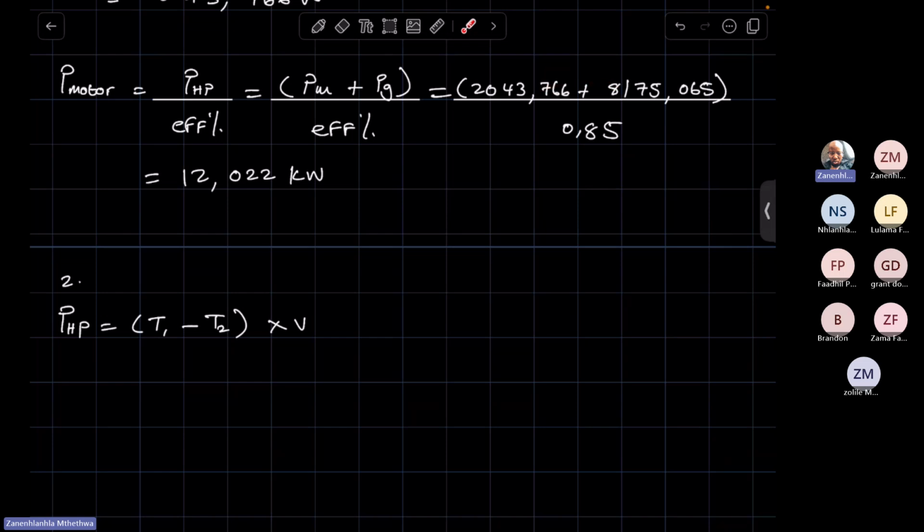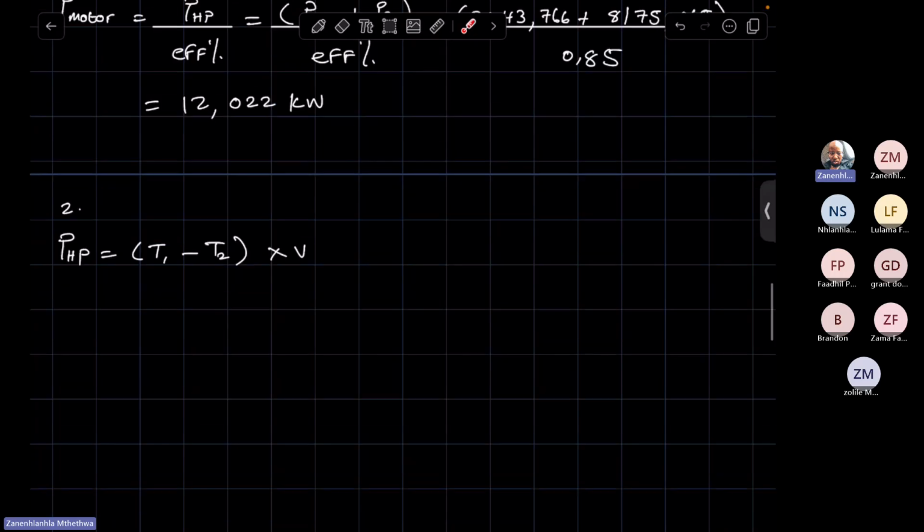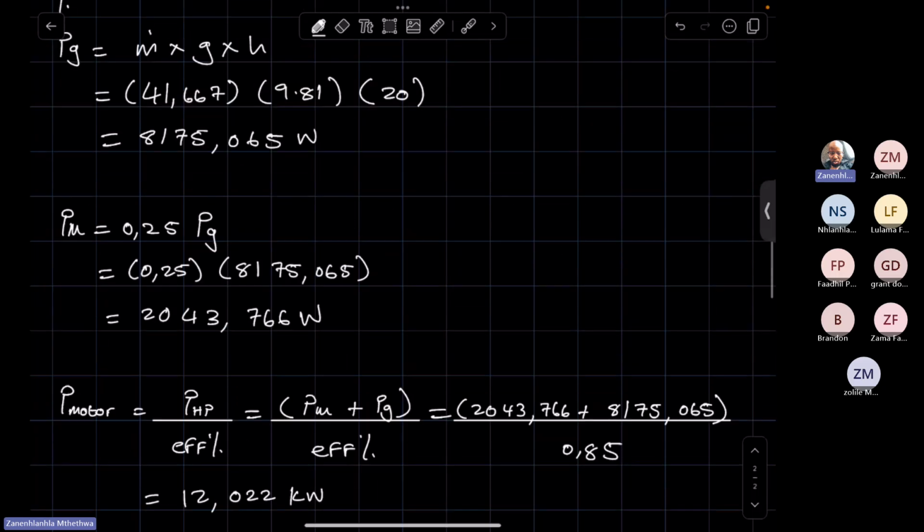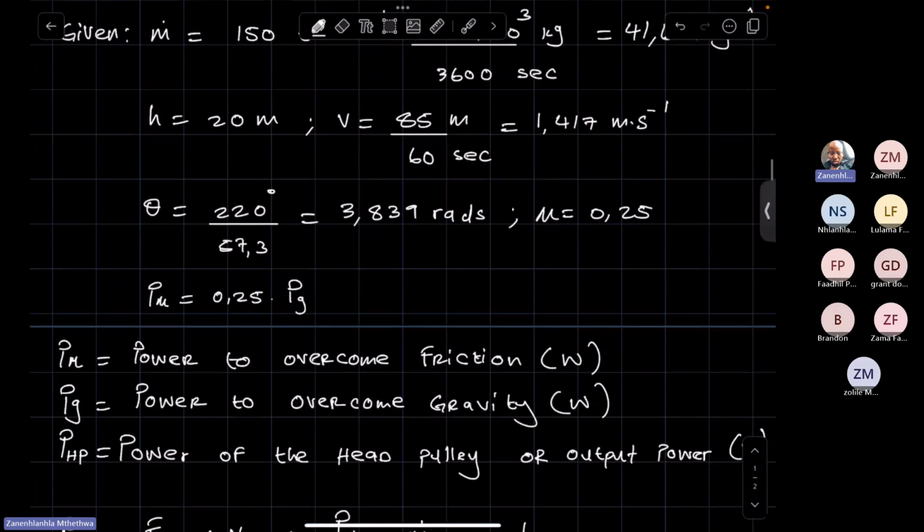And power of the head pulley will be 2043,766 plus the 8175,065, right? So essentially, power of the head pulley is 10,218,831 watts, which is equal to T1 minus T2 into the belt speed, which they gave to us.